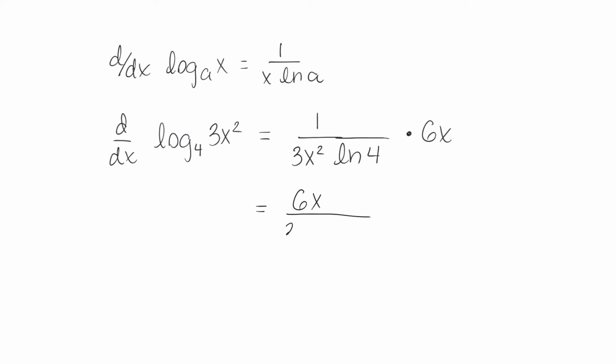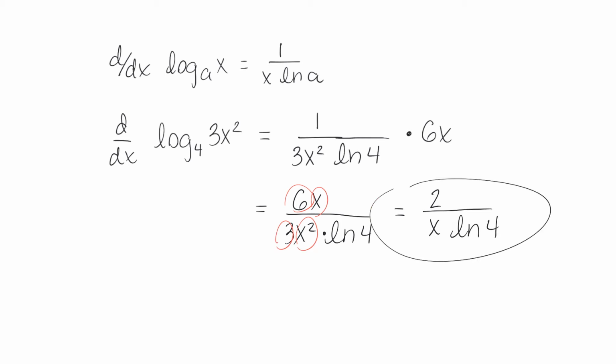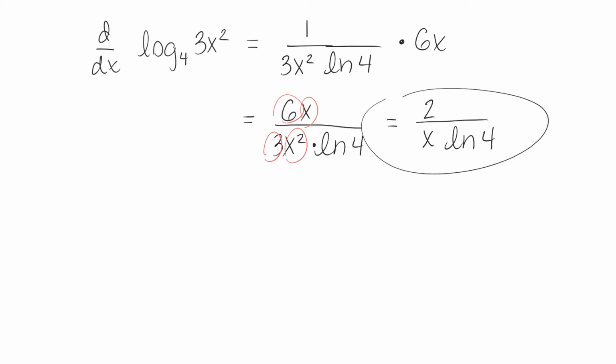6x over 3x squared times the natural log of 4. Look right here, this 6 and this 3 and this x and x, they can cancel. We can go further. So the 6 over the 3 is really a 2. That x in the top is going to cancel. I'll leave an x in the bottom times the natural log of 4. That's it. We're done. So if you didn't get that, I can leave something for you to screenshot right here.